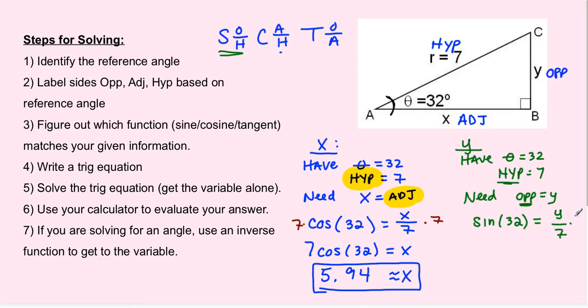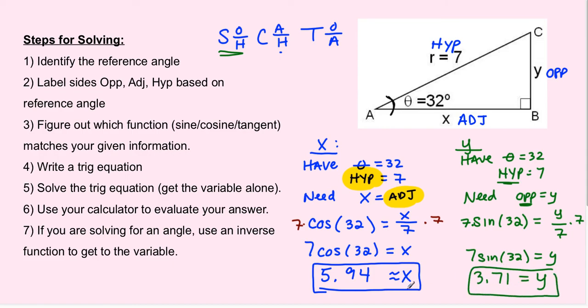To get the y alone, again, I would multiply to clear out that denominator. So I have that 7 times the sine of 32 is equivalent to my value of y. Again, I go to my calculator and hit 7 sine 32, enter. And it tells me it's about 3.71, whatever the units are, inches, centimeters, etc.